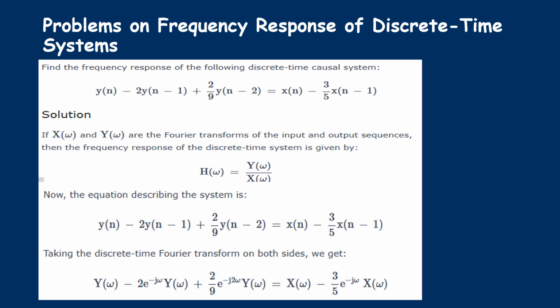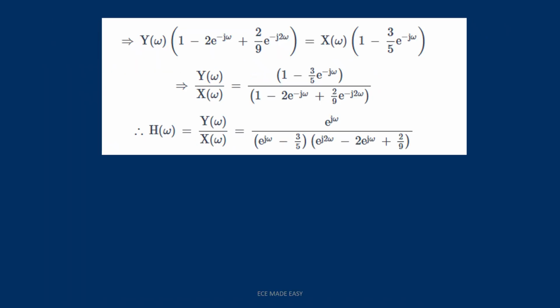Now simply we want H of omega. So we will take the ratio of Y of omega by X of omega. Simply taking Y of omega on the left hand side common, X of omega on the right hand side common, we can have the equation of H of omega. This gives H of omega, which is called the frequency response of the system. If possible, you can solve for magnitude by separating the real term and imaginary term, and you can have the phase also by taking minus tan inverse of imaginary by real.